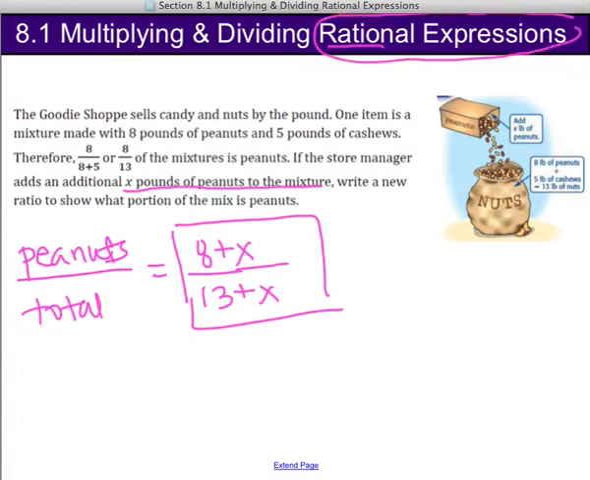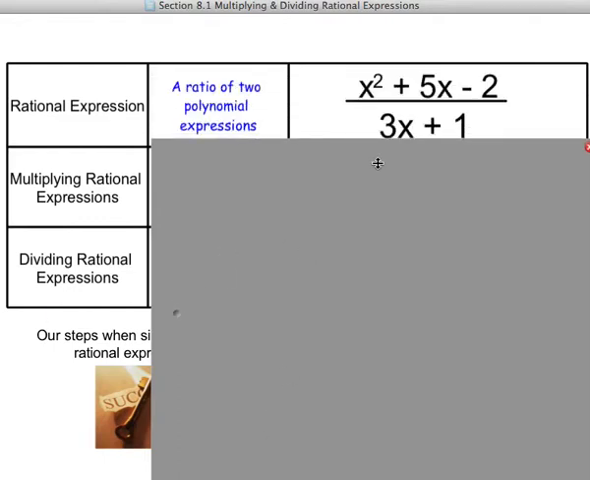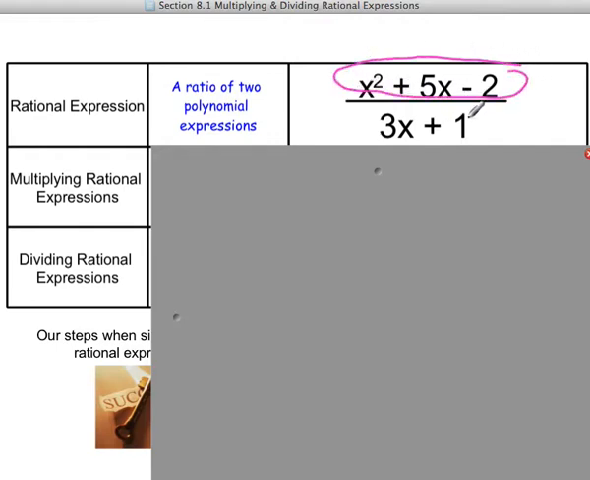So this is an example of a rational expression. Our next slide tells us what a rational expression is. It is a ratio of two polynomial expressions. So here is my ratio of two polynomial expressions. We have a polynomial in the numerator and a polynomial in the denominator. That's what makes it a rational expression.